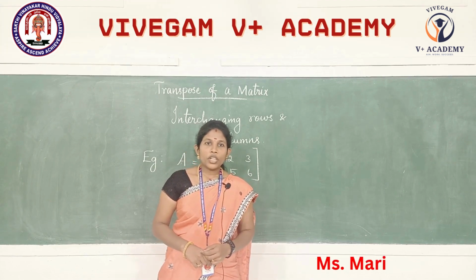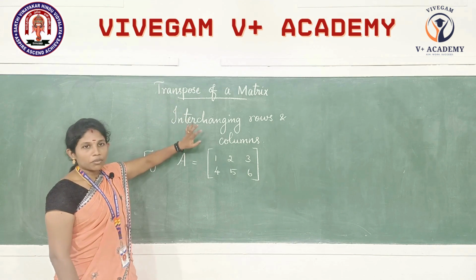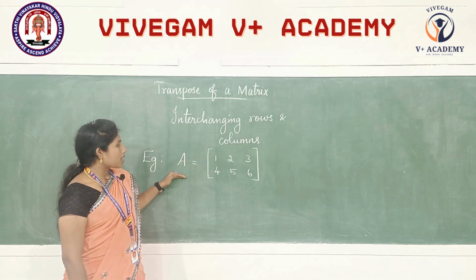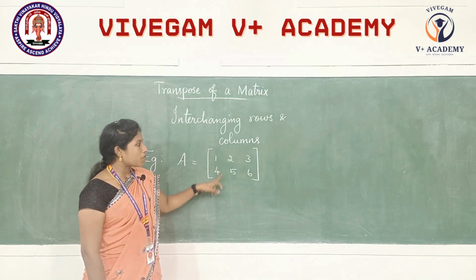Hi friends, today I am going to see about the transpose of a matrix. To find the transpose, we have to interchange the rows and columns. So consider example A. Here the number of rows is 2 and the number of columns is 3.